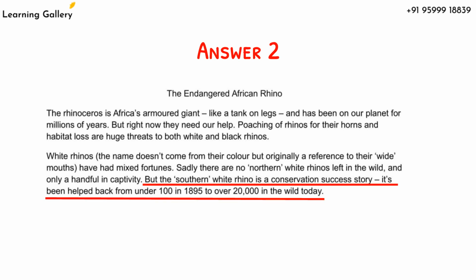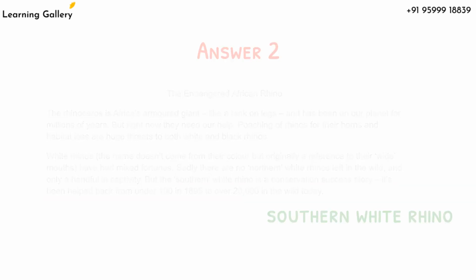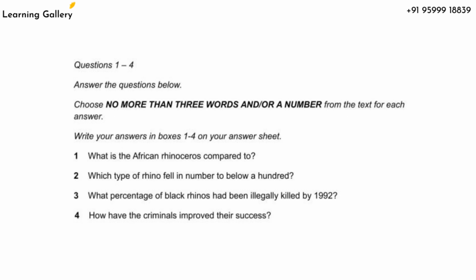I also notice that below in the question and under in the answer are synonyms. So that's another clue that I'm looking in the right place. I now know that this is the answer. It is essential to reread the question and then read the sentence again to find the actual answer. So answer number 2 is southern white rhino. And this is how you have to continue finding the right answers from the text.